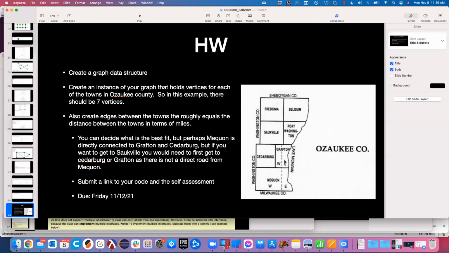But we don't really care about the names. What we care about is from Mequon to Grafton, it's 7 miles, for example. From Mequon to Cedarburg, it's 8 miles. From Cedarburg to Saukville is another 11 miles. From Grafton to Port Washington is 9 miles. From Port Washington to Saukville is 3 miles. That kind of stuff. We want to label our edges with maybe distances. That's going to be maybe the most meaningful to us.